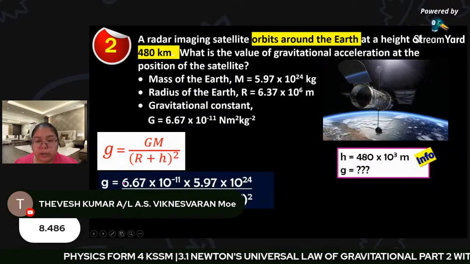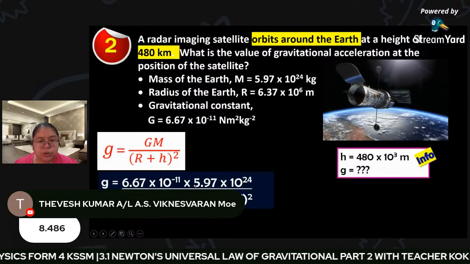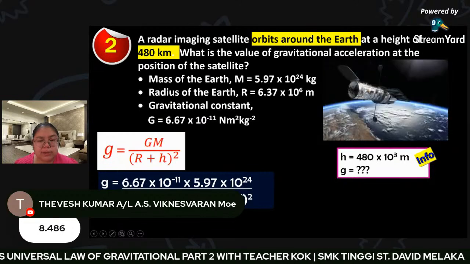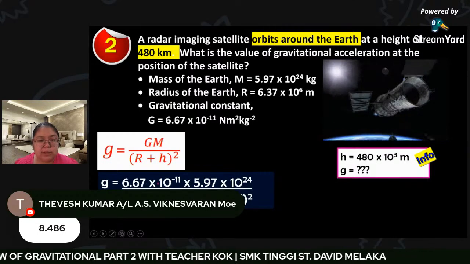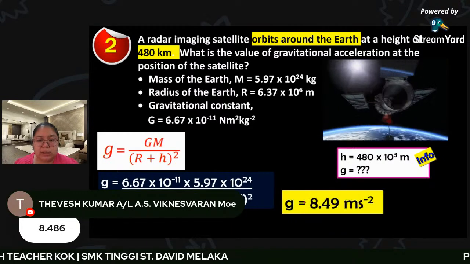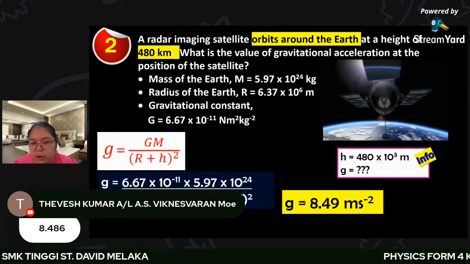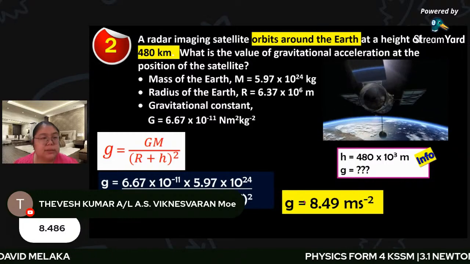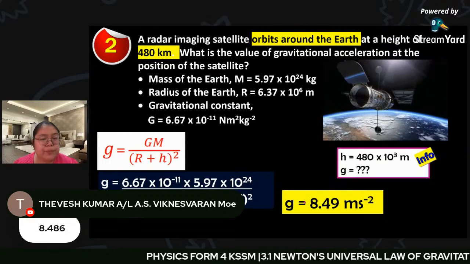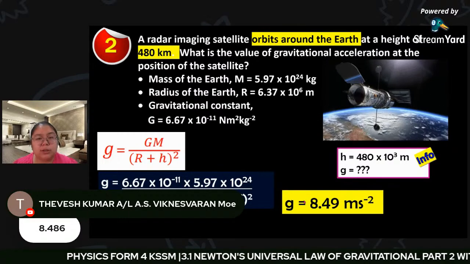Okay, so we put all the things in. This one is G, then this one is M, then this one is radius plus distance. Okay, then square. So we continue to see the answer. Okay, 8.49. Yeah, 486 is correct. Just forgot to write the unit only. Remember, you need to put the unit.